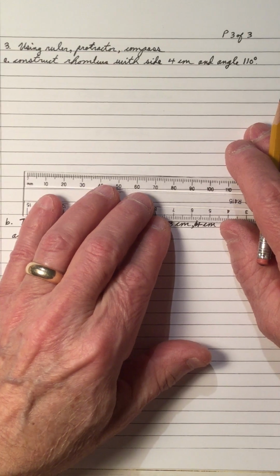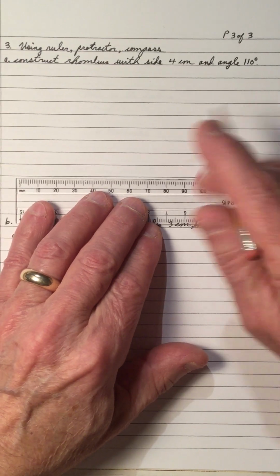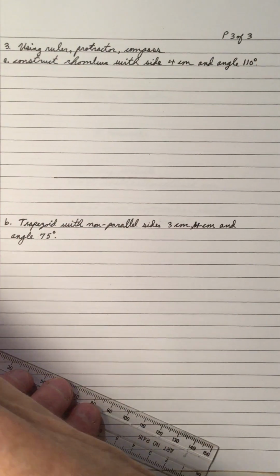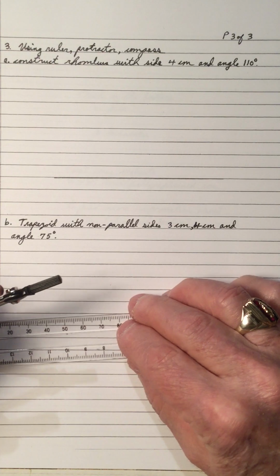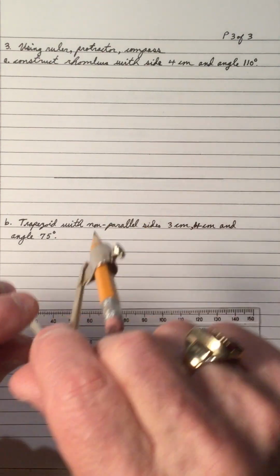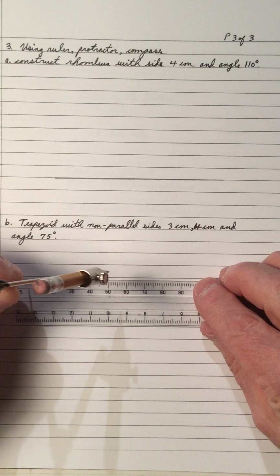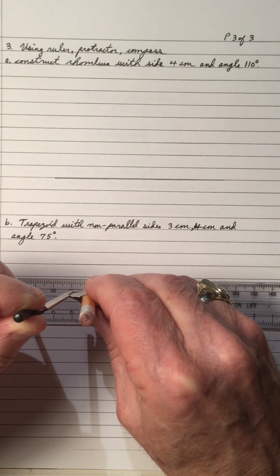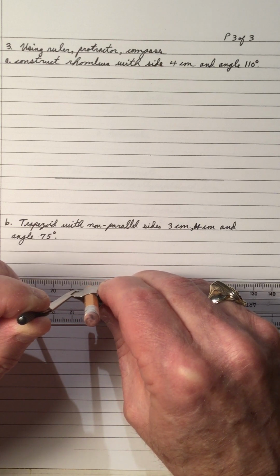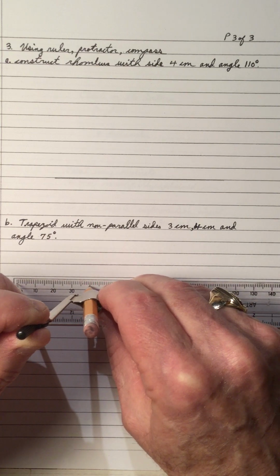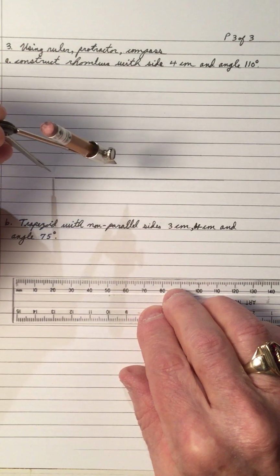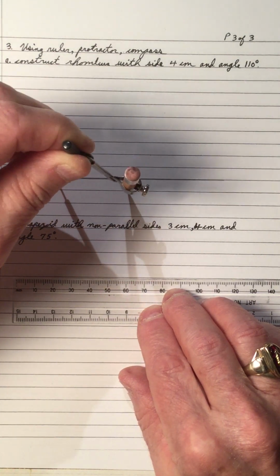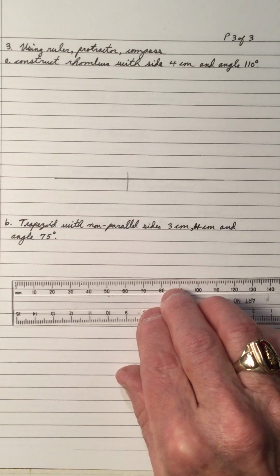So let's draw a segment. There we go. Now this time, I'm going to mark off 4 centimeters on that segment. So here we go. 4 is right there. Okay, put it at the end at this point. So that's 4 centimeters. So I'm drawing a rhombus of 4 centimeters on the side.